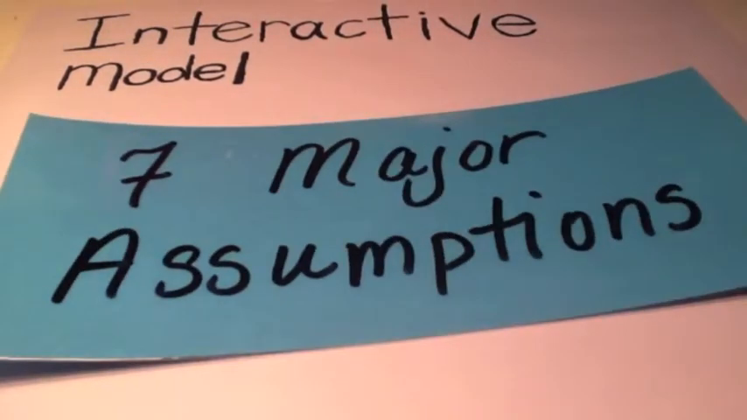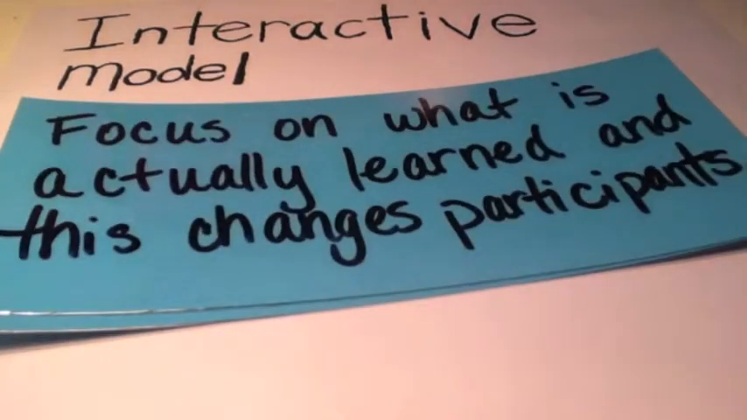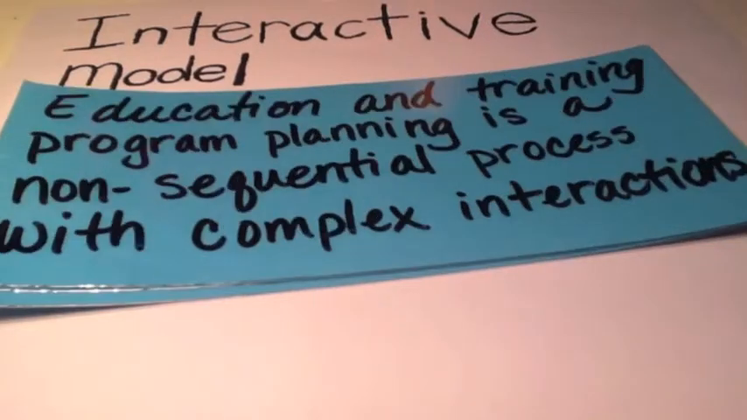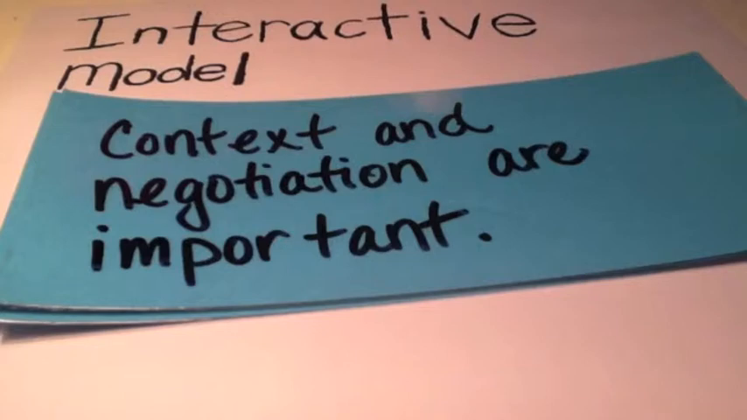Caffarella gives 7 major assumptions, but says that 3 of those are of paramount importance. Focusing on what is actually learned and how this changes the participants, as well as community or organizations. The training is a non-sequential process with lots of complex interactions, gears within gears, so to speak. Context and negotiation are very important. As sites change, people change, companies change, or other organizations, it's important to be flexible and willing to change.